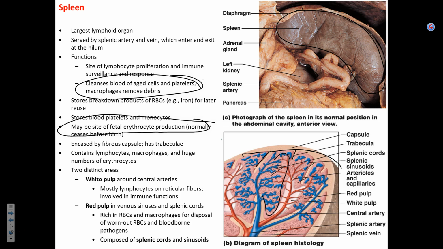White pulp, well, white blood cells. Spleen is considered to be not an essential organ, okay, not critical for living, so splenectomy is sometimes necessary for people with blood malignancies.